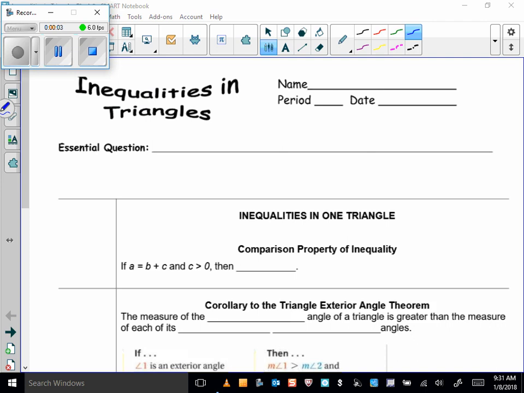Today's lesson is on inequalities in triangles. This is our last lesson in this wonderful unit on relationships within triangles.